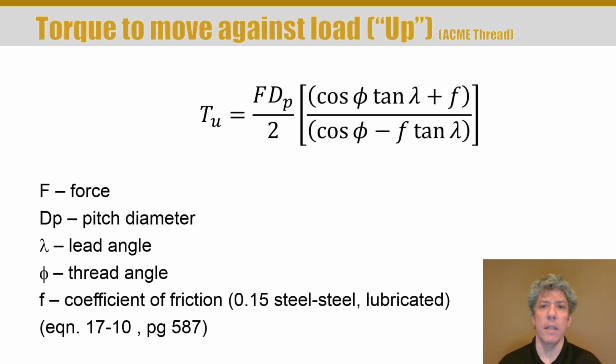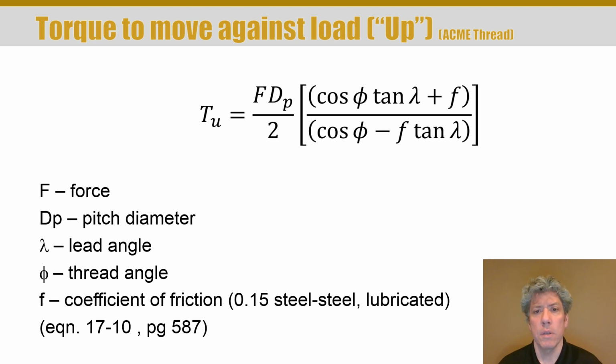To calculate the amount of torque required to move up or against a load, they've got equation 17.10 in our text. The only new thing here is that now there is the thread angle, phi, which is a little different than what we had in square threads. There was no thread angle. Now you have to be careful about this. This thread angle is 14.5 degrees for American or English sized, but it's typically 15 degrees for metric screw thread.